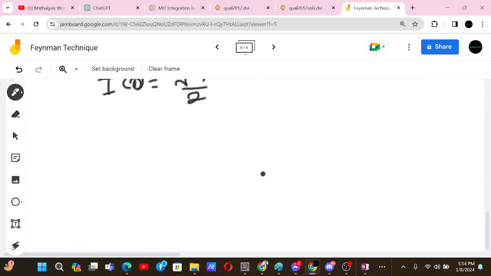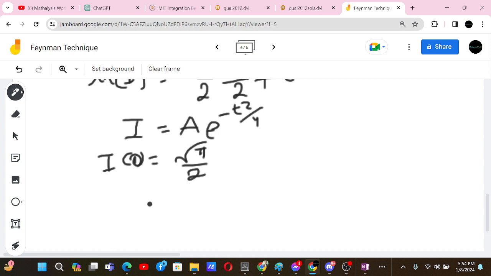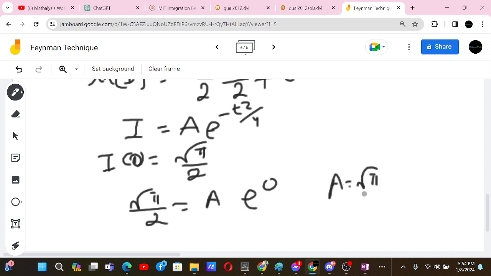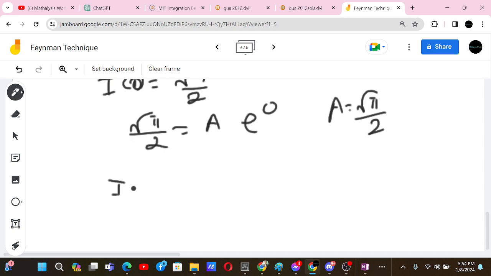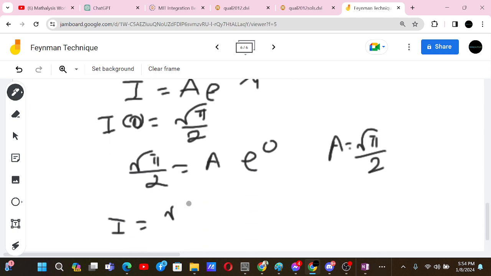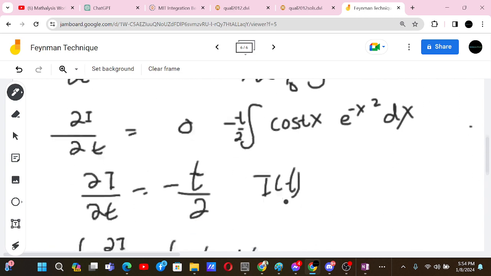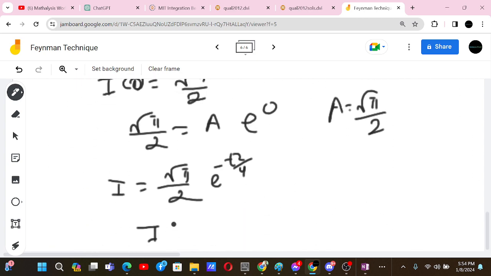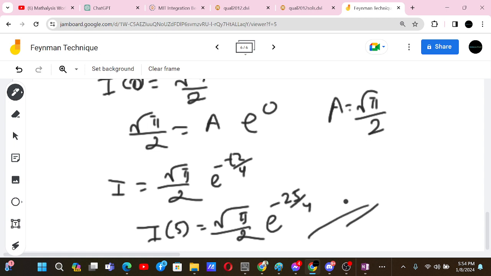Now when I of 0 is root pi by 2, root pi by 2 is a times e to the power 0. So a is root pi by 2. So now I is root pi by 2 times e to the power minus t square by 4. For this problem t should be 5. So our I of 5 will be root pi by 2 times e to the power minus 25 by 4. That's the solution, and we have solved this problem as well.